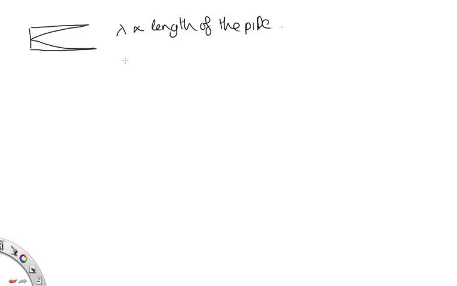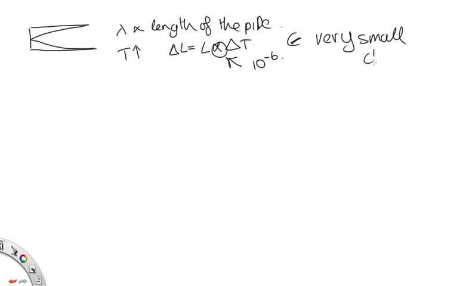Now, as the temperature goes up, the length of the pipe will change a little bit, so the change in length is equal to the length times alpha times delta T, but these alphas are generally of order 10 to the minus 6, so this is a very small change. And so the wavelength is really not changing very much. It's got a very small increase.